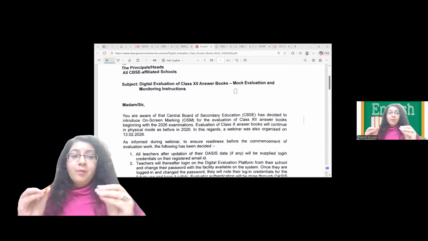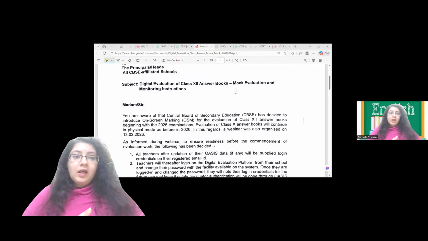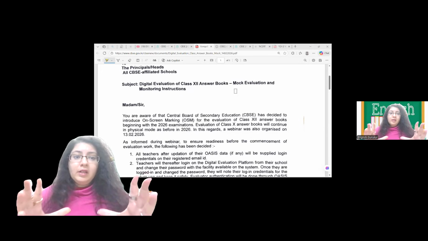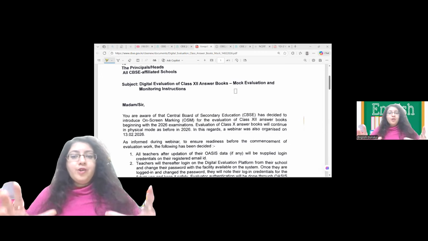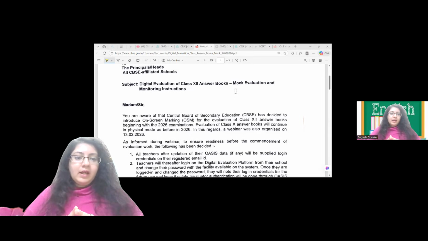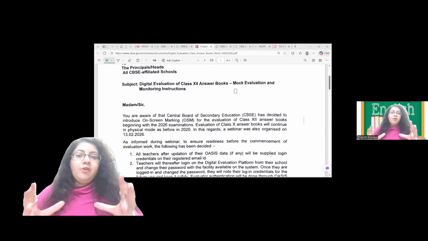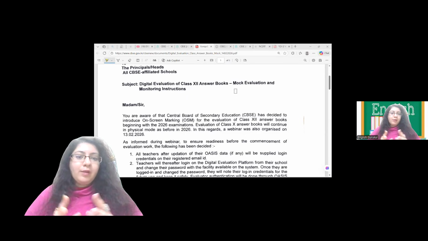Alright, so there's another important update from CBSE. In the subject, it's mentioned that we are going to be dealing with digital evaluation of class 12 answer books, mock evaluation and monitoring instructions. We are aware that CBSE, the Central Board of Secondary Education, has decided to introduce the on-screen marking system, that is OSM, for the evaluation of class 12 answer books beginning with the 2026 examinations. The evaluation of class 10 answer books will continue in physical mode as before.